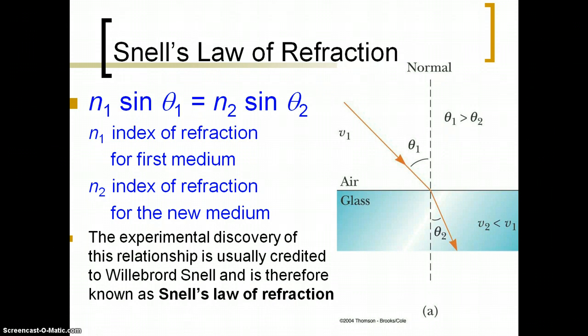So again, N represents index of refraction. Theta is the angle relative to what? Normal. Relative to the normal. Always, always, always relative to the normal. If you measure this relative to the surface, it's going to get messed up. All right, this experimental discovery was made by Wilbur Snell, which is why it's called Snell's law.